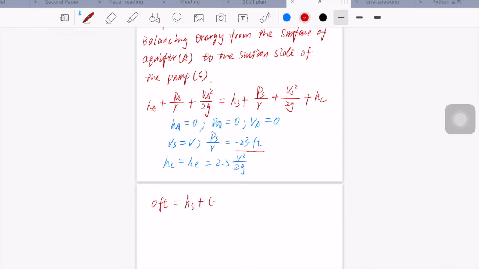HS plus minus 23 feet plus 50.9 feet per second squared divided by 2G plus 2.5 times 50.9 squared divided by 2G. So we can find that HS equals 9.26 feet. So we have done this problem.